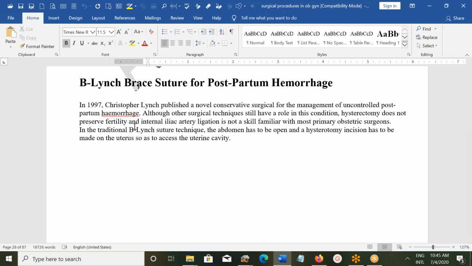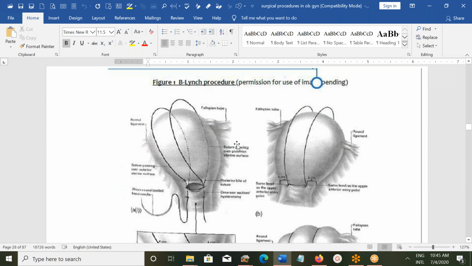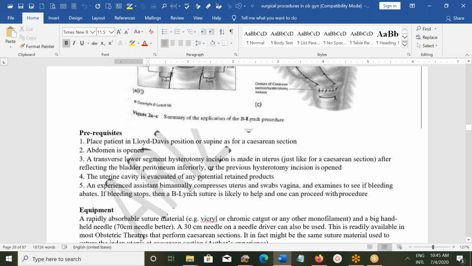So there is a traditional B-Lynch suture where the abdomen has to be opened and a hysterotomy incision has to be made on the uterus so as to access the uterine cavity. If your patient has delivered vaginally, you know that you cannot apply the B-Lynch from down below. So you will have to open the tummy and then go and apply this suture. Opening up of the uterus may be required.